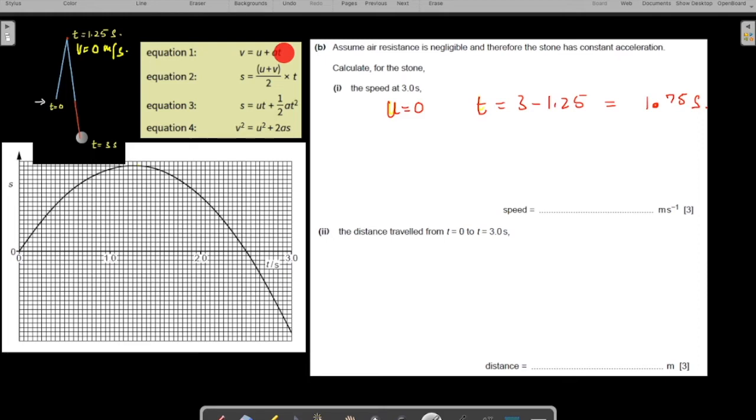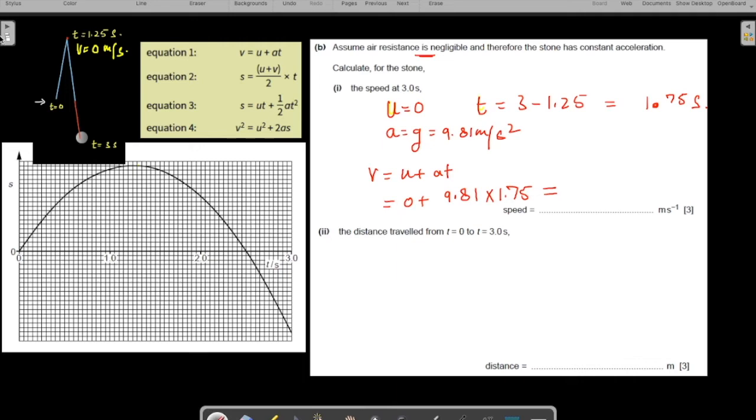You know the value of the time t as well. You know the acceleration. Everything is happening under the influence of gravity. The stone is moving up and down because there is no air resistance. The acceleration is g, which is 9.81 meters per second square. So let us use the equation v is equal to u plus at, which would turn out to be 0 plus 9.81 times the value of the time, 1.75. This will give you the value of the speed.